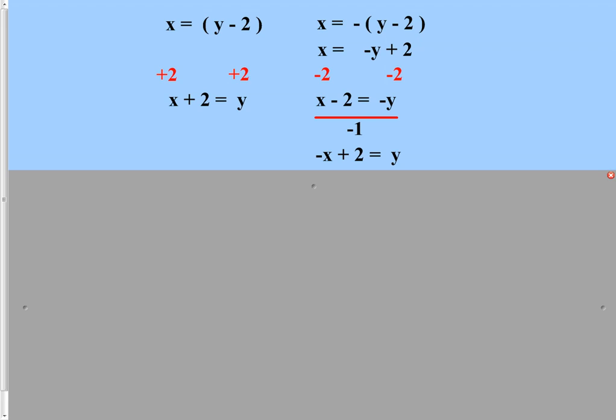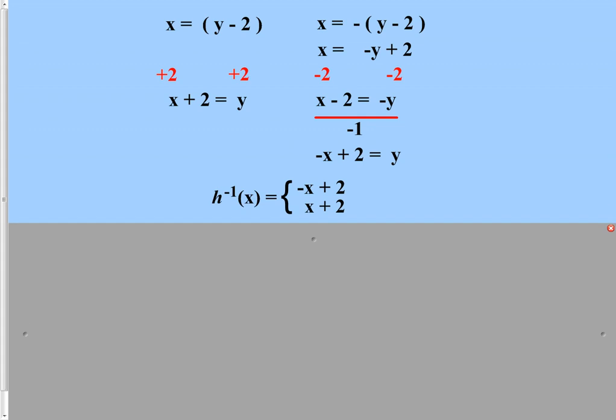Okay. Now, what to do with this? We have one answer coming, but two equations ended up being the answer. Well, here's basically what you do. We are going to combine them into a single answer, as is shown right there. The inverse of function h is a set that includes negative x plus 2 and x plus 2.